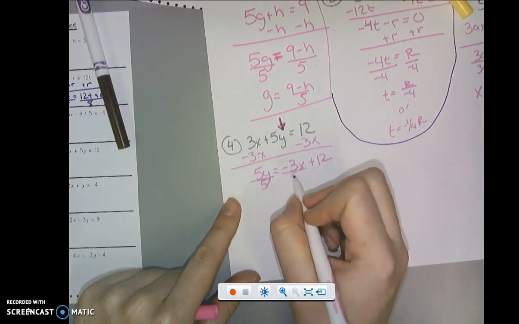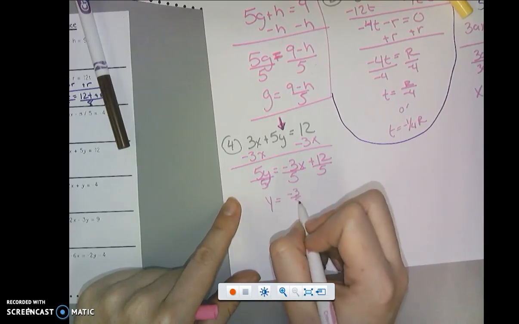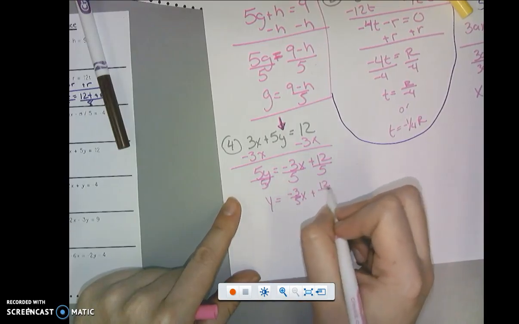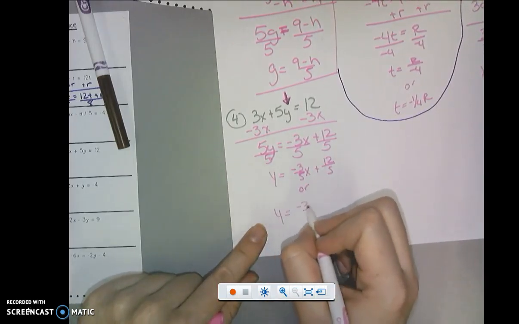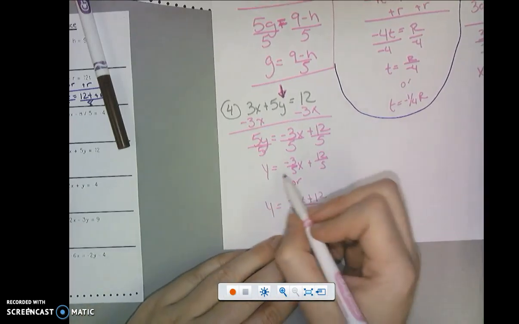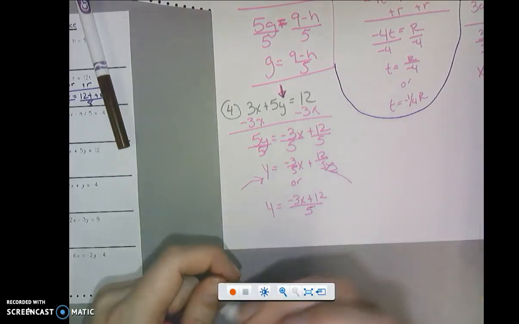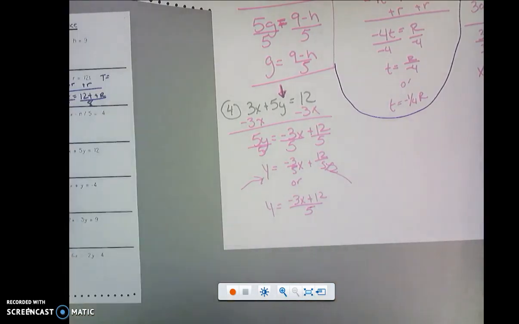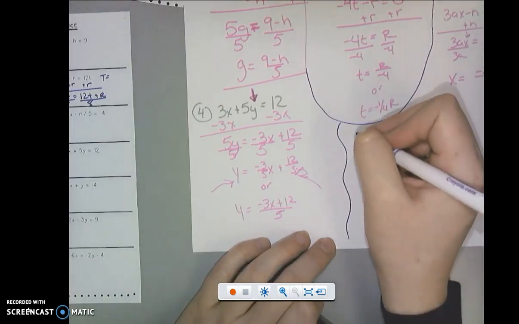Now I'm going to do this one a little different. You can write y equals negative 3/5 x plus 12 over 5. Or you could rewrite this and just say y equals (negative 3x plus 12) over 5. Either one works. This one is the more algebraic way to write and kind of what we want more. So much fun, right?